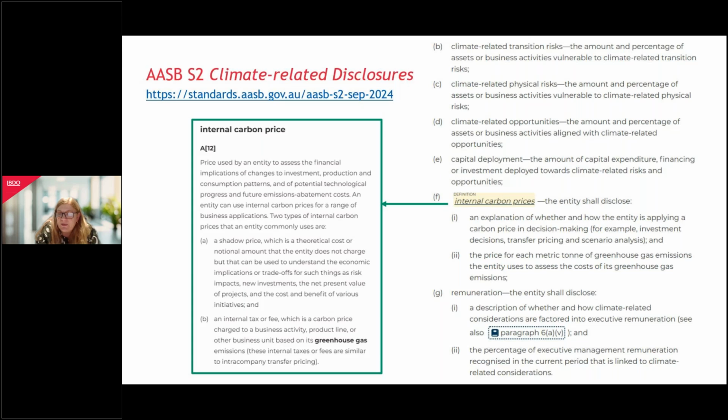Paragraph G talks about remuneration. You shall disclose a description of whether and how climate-related considerations are factored into executive remuneration and the percentage of executive management remuneration recognized in the current period that is linked to climate-related considerations.